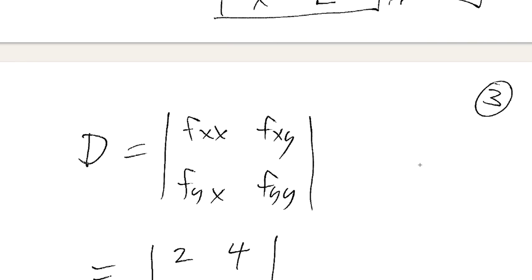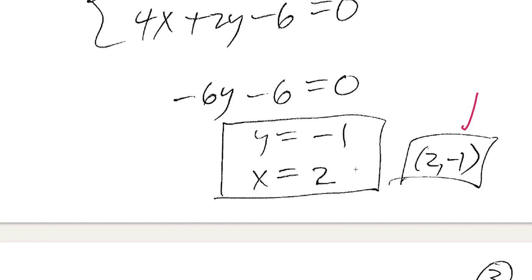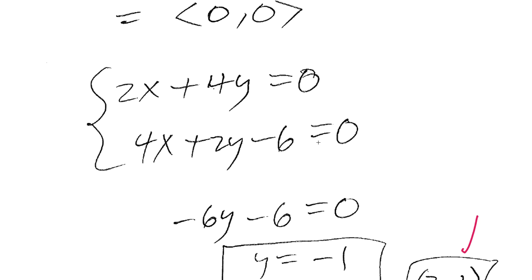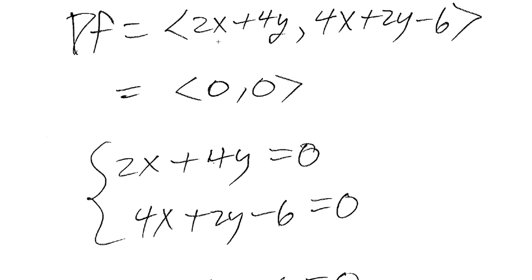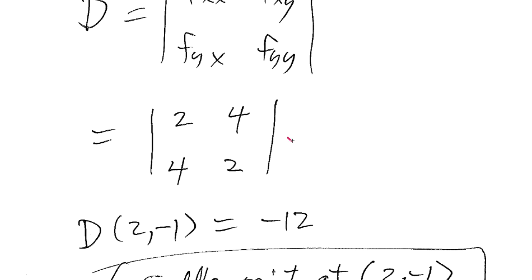Now what are we going to do next? We're going to compute the determinant of the Hessian here. We'll just call that D: f_xx, f_xy, f_yx, f_yy. This should be really easy in cases like this. So f_xx would be what? 2. f_xy would be 4. f_yx would be 4. And f_yy would be 2, wouldn't it? Find that determinant. That would be 2 times 2 minus 4 times 4, so that would be −12.